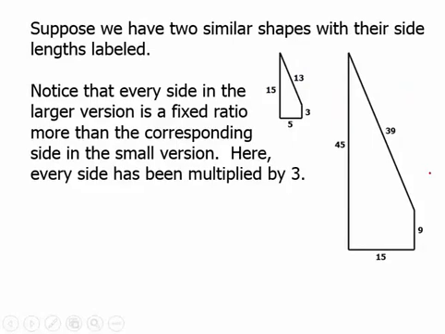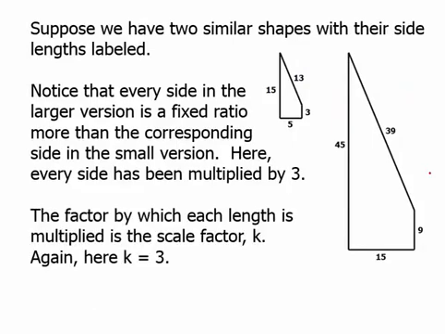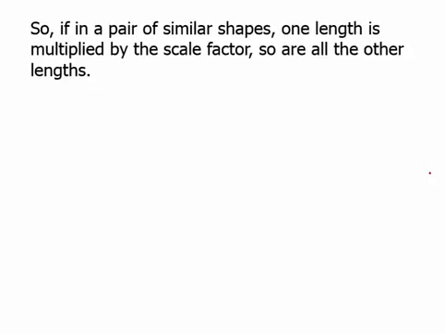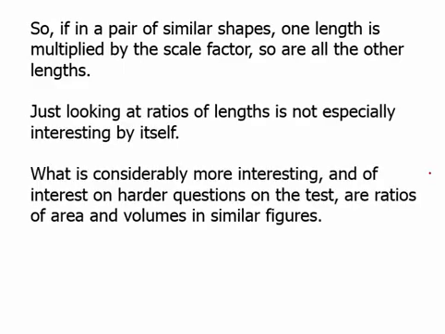And that's precisely what a scale factor is. The factor by which each length is multiplied is the scale factor k. And here, k equals 3. So, if in a pair of similar shapes one length is multiplied by the scale factor, so are all the other lengths. So that might be a useful way to find a missing length if two shapes are similar.